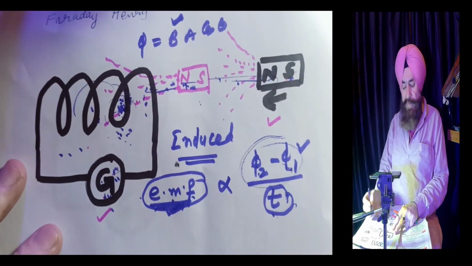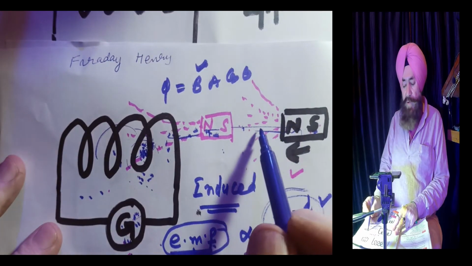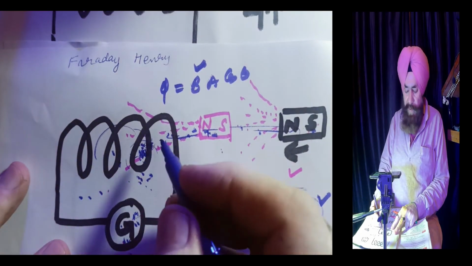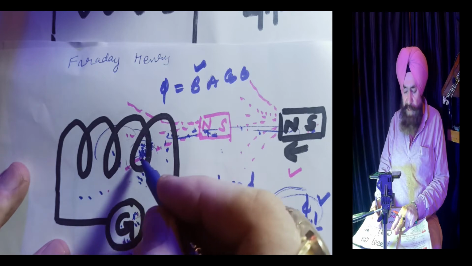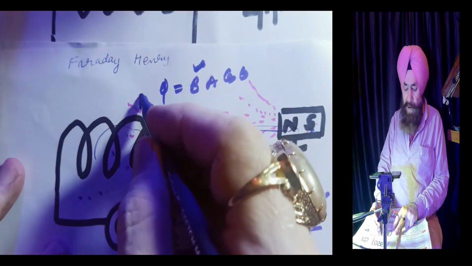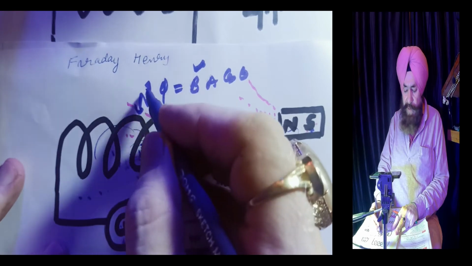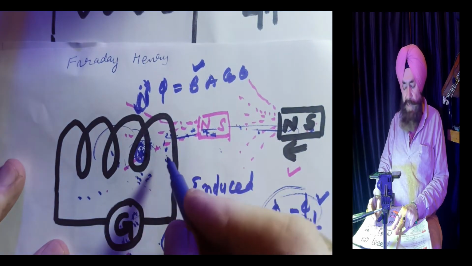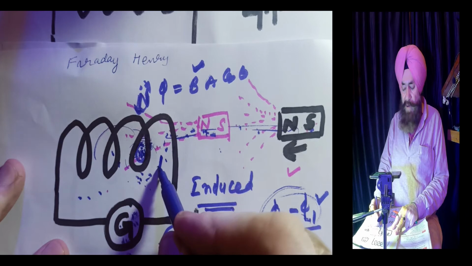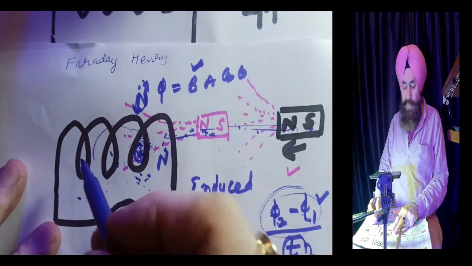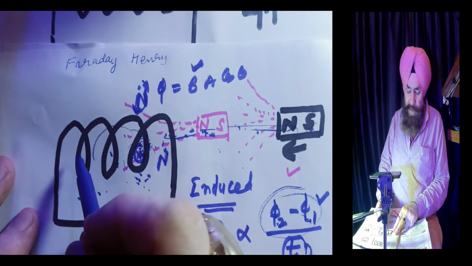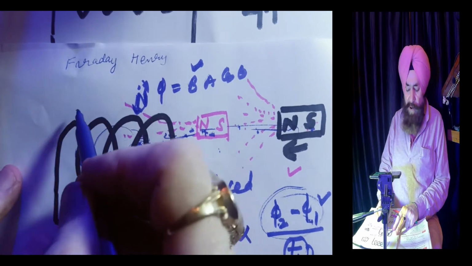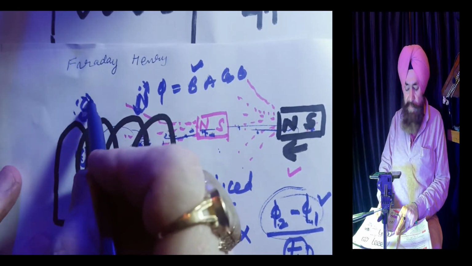Now second thing, when you brought the magnet closer and closer, what happened? The current flows in this loop in anti-clockwise direction. Here the current will be in anti-clockwise direction. That means this face of the coil becomes north pole. And when you look at the current along this side, this current will be clockwise. Clockwise means south pole.